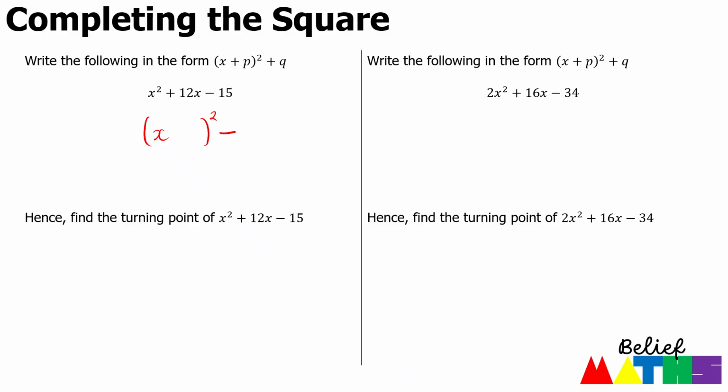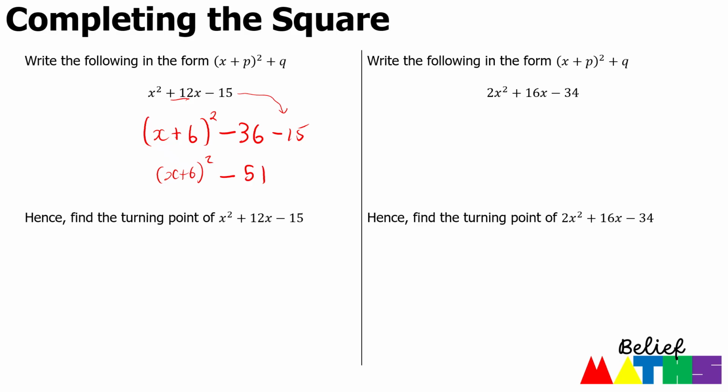The bit that goes into our bracket is, well, we're going to half this 12, which is plus 6. We're then going to subtract this 6 that we just found, squared, which is 36. And then we're just going to put this 15 on the end, which is minus 15. And then to finish off, we just collect our like terms, which is x plus 6 squared minus 51.